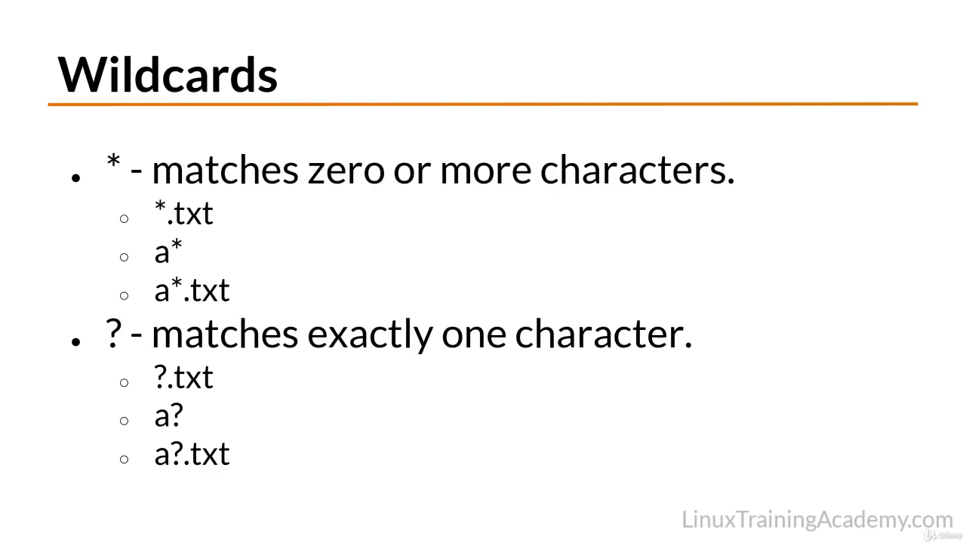If you want to find all the files that only have one character preceding .txt, then use ?.txt. To match all the two-letter files that begin with an A, use the letter A followed by a question mark. To match all the files that start with A and then are followed by exactly one more character and then end in .txt, use A?.txt.